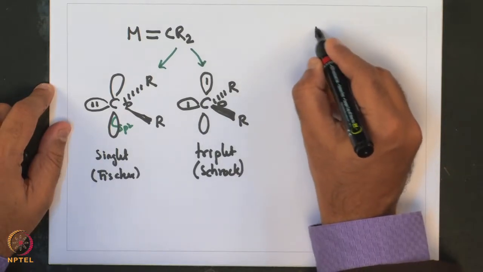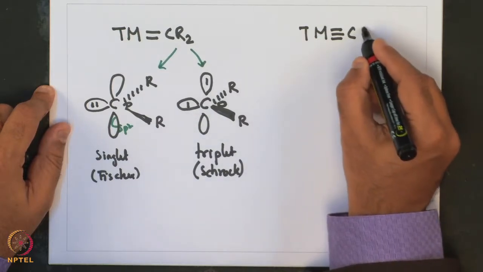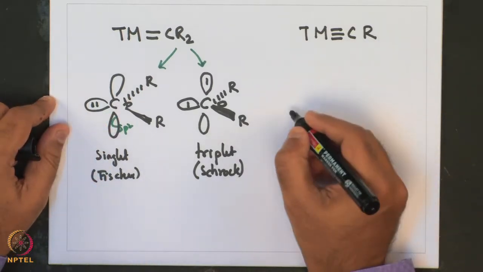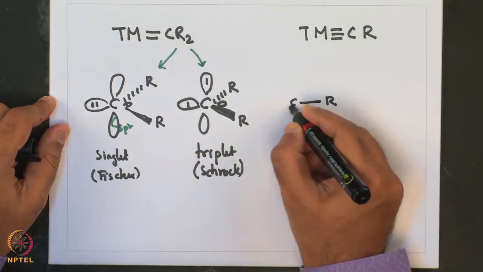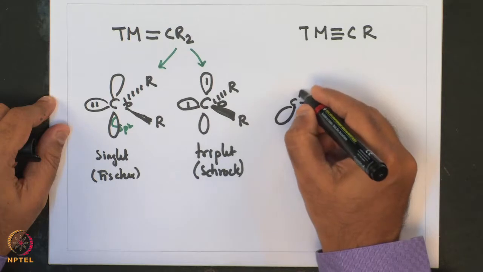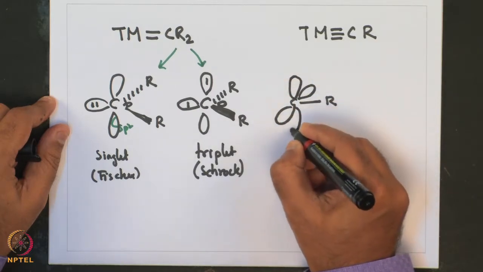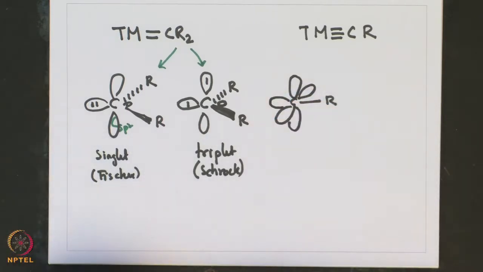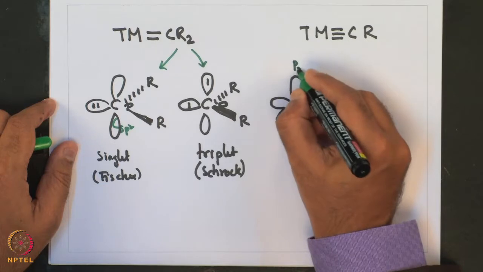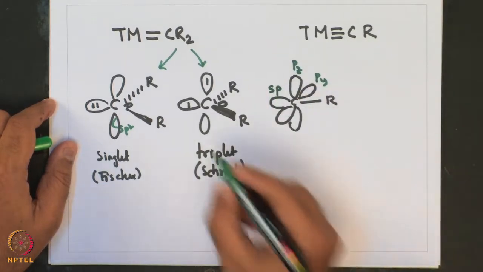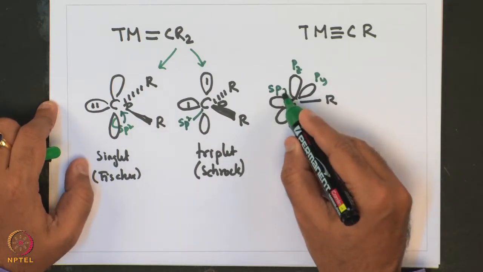And as for the carbyne, where the metal is in, where the carbon is in an sp hybridized state, this is Py and this is Pz orbital and this is sp orbital. Unlike the sp2 over here, in carbyne it is an sp orbital over here.